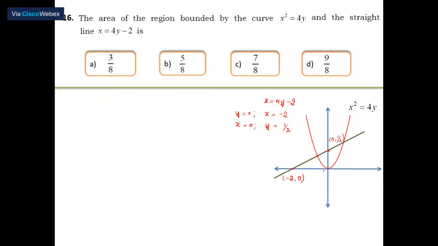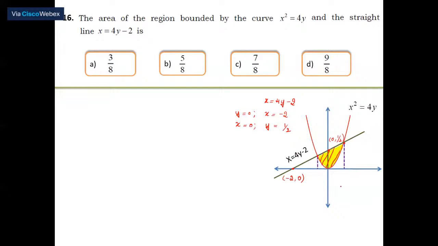Okay, along with this, it is asked to find the area bounded between the line and the parabola. This is the required area that we have to find. Okay, and to find this, let us find the points of intersection.